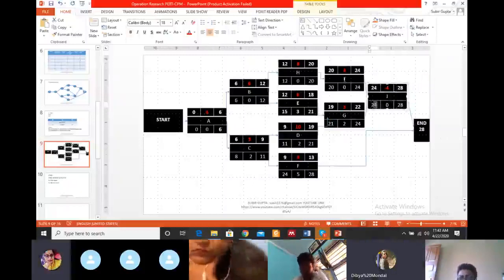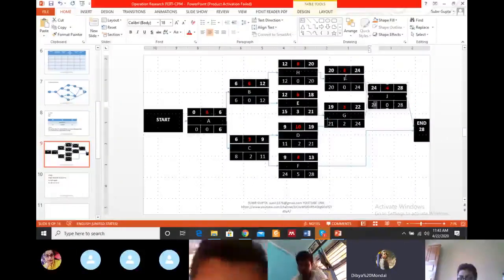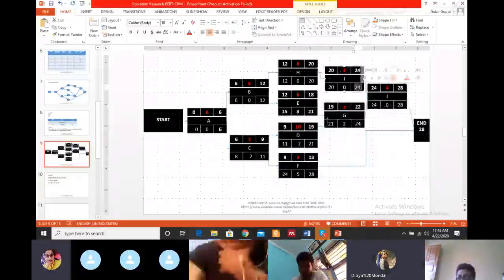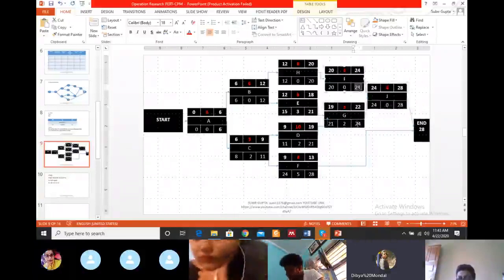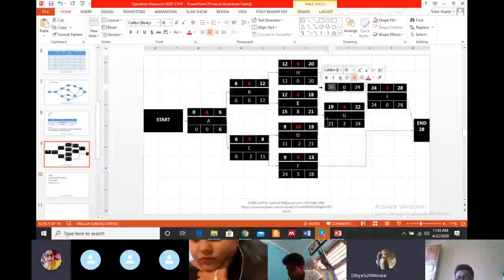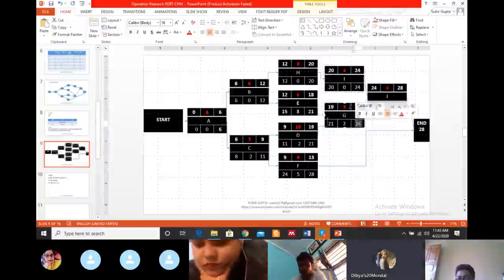From J, using backward, we can go to I and G. So LF is 24 for I and G. Okay? And duration for I is 4, so 24 minus 4 is 20. Okay? Similarly for G, 24 minus 3 is 21. Okay?